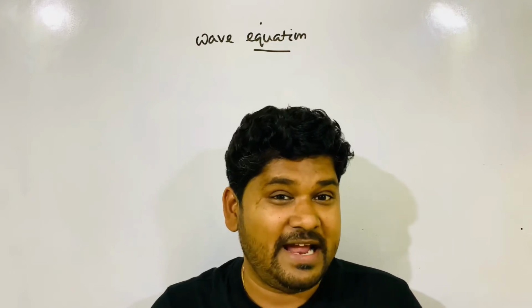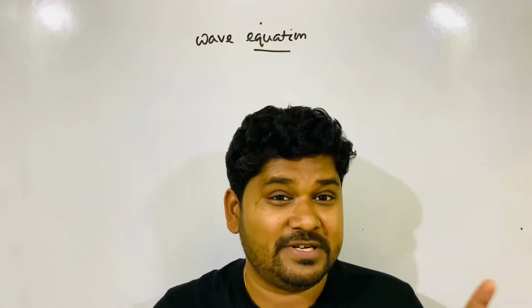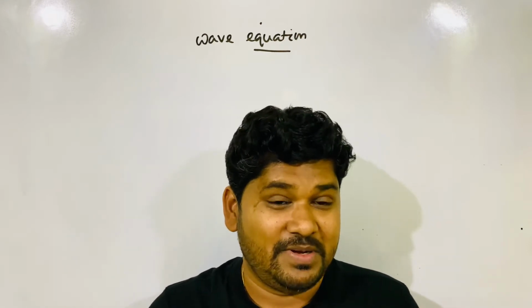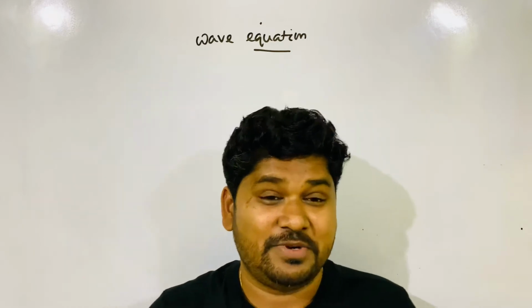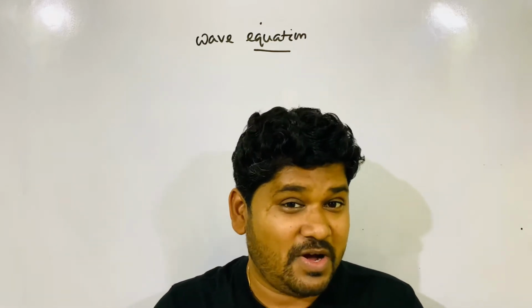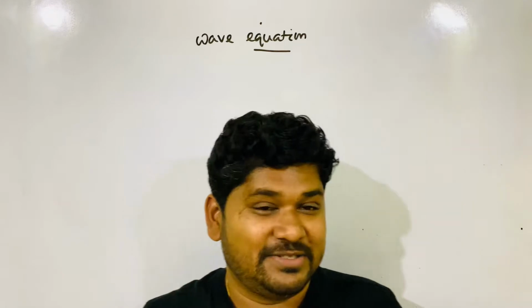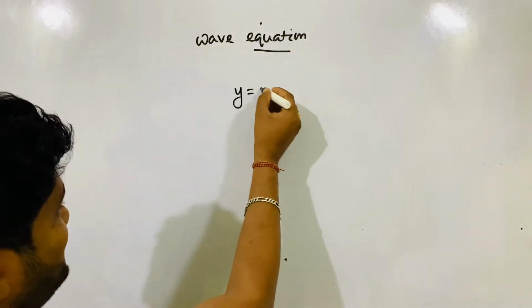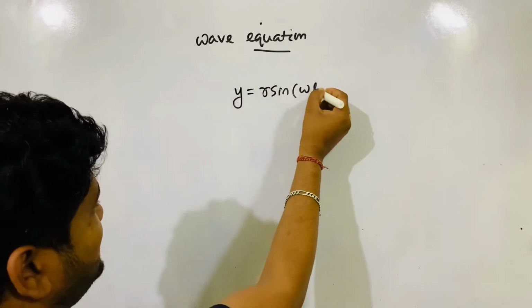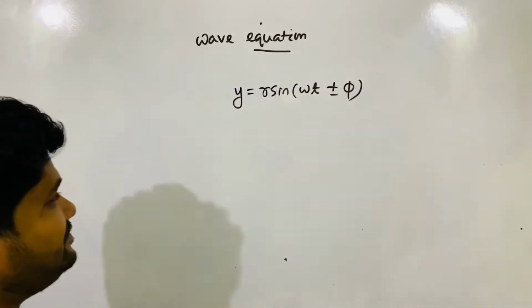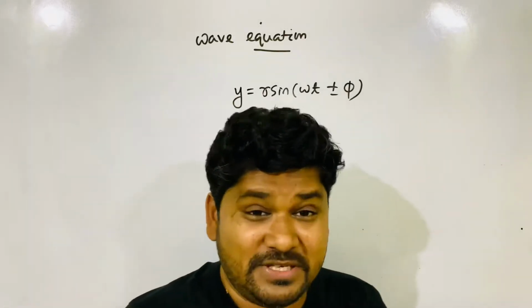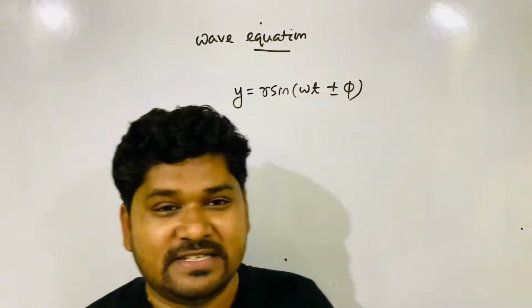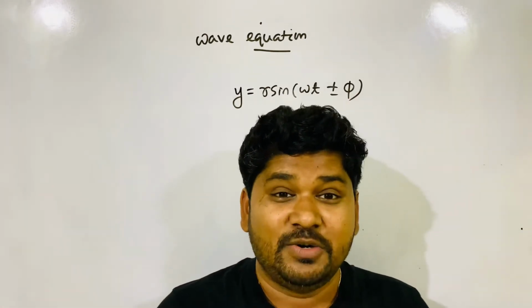I think you have also derived one equation in the previous chapter, simple harmonic motion. You derived the equation of oscillation. So what is the equation of oscillation? Y is equal to r sine(omega t plus or minus phi). You know all the quantities: r is the amplitude, omega is the angular frequency, phi is the initial phase, and y is the displacement of the particle which executes SHM.